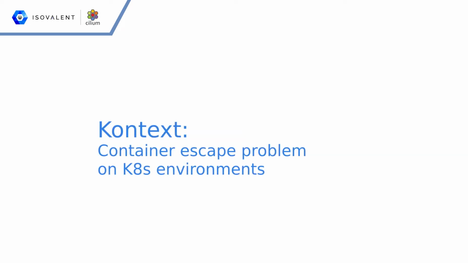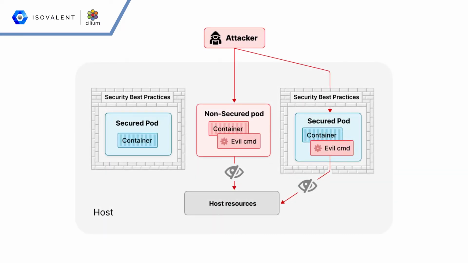But let's take a step back first and talk a little bit about the container escape problem generally in Kubernetes environments. First of all, security teams can protect their Kubernetes environments and their running containers by applying runtime sandboxing mechanisms such as seccomp, AppArmor, gVisor, Firecracker. And these tools can limit the potential of privilege escalations such as container escape.